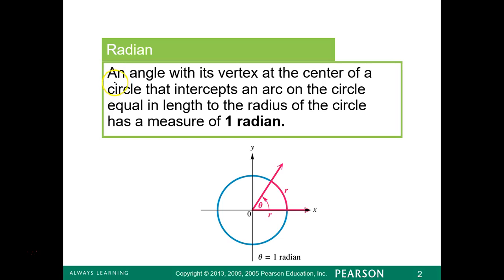Alright, so here's the definition of a radian. An angle with its vertex at the center of a circle that intercepts an arc on the circle equal in length to the radius of the circle has a measure of 1 radian. So right here, drawn, this is our radius, and the arc on the circle is equal to the same thing as your radius. So we call this angle measurement 1 radian.